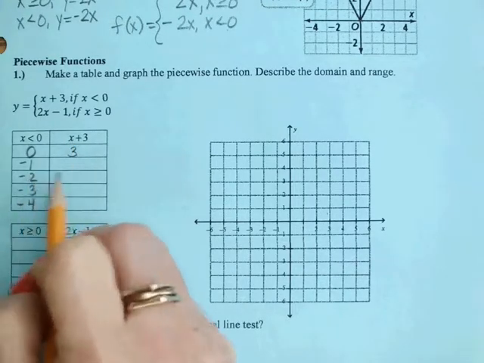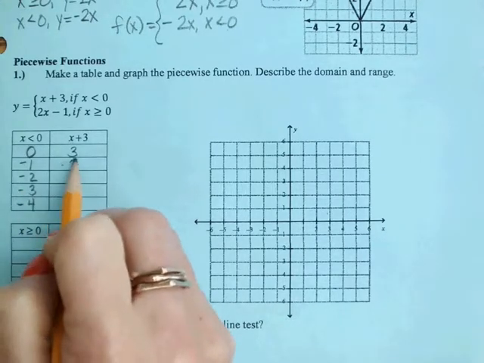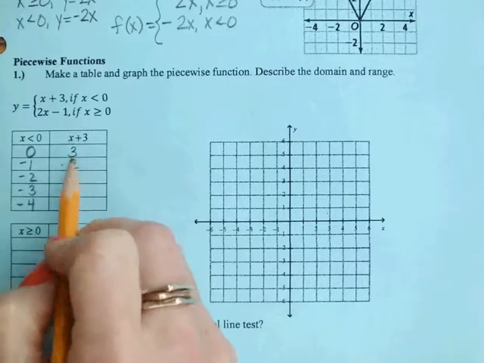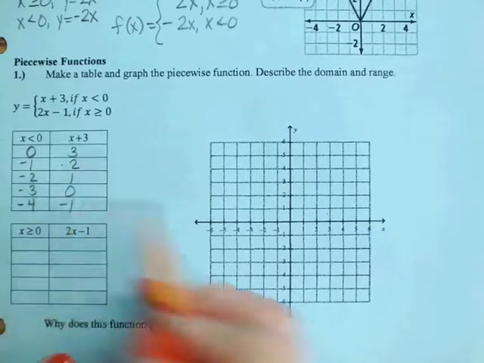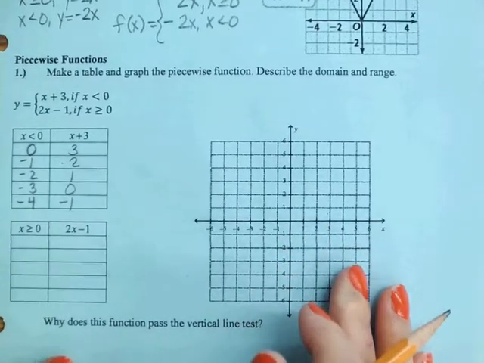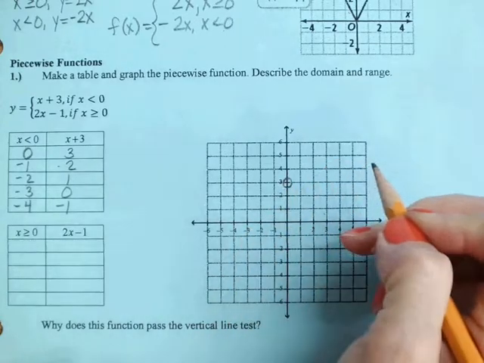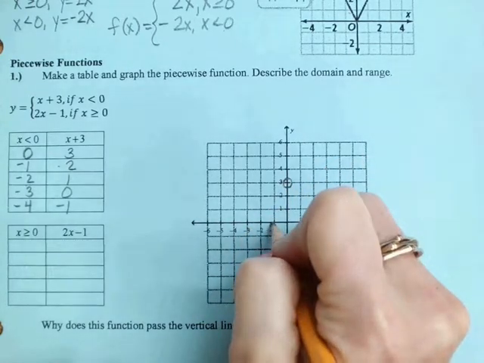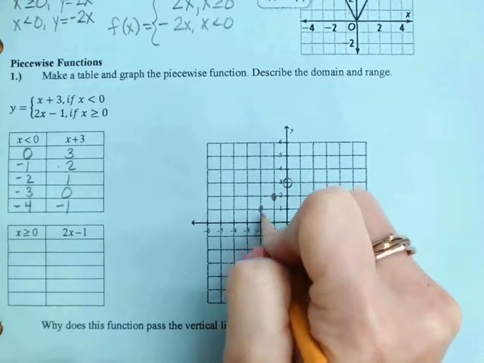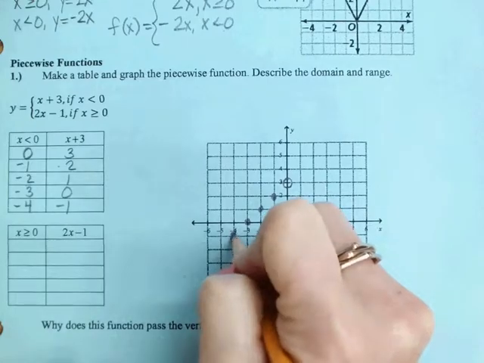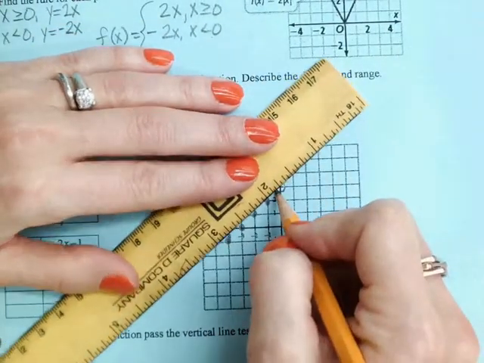So this is our input, and then we'll get an output. Negative 1 plus 3 is positive 2. Negative 2 plus 3 is positive 1. Negative 3 plus 3 is 0. And then we get negative 1. And then to graph this, we'll start at (0, 3). At (0, 3), again, I said we're going to do an open circle. Then (-1, 2), (-2, 1), (-3, 0), and (-4, -1). Okay, and that is this piece of this function.